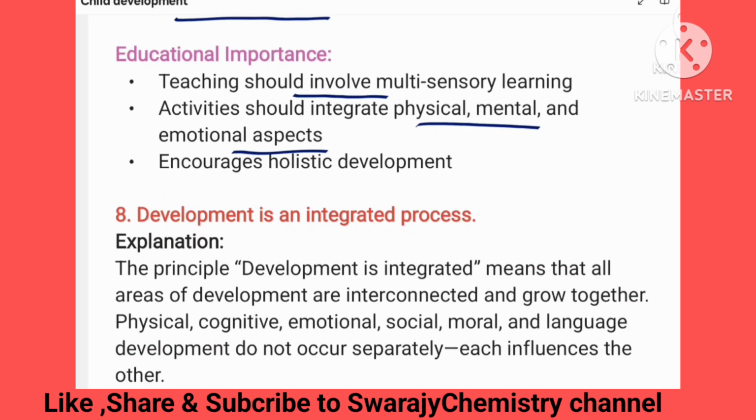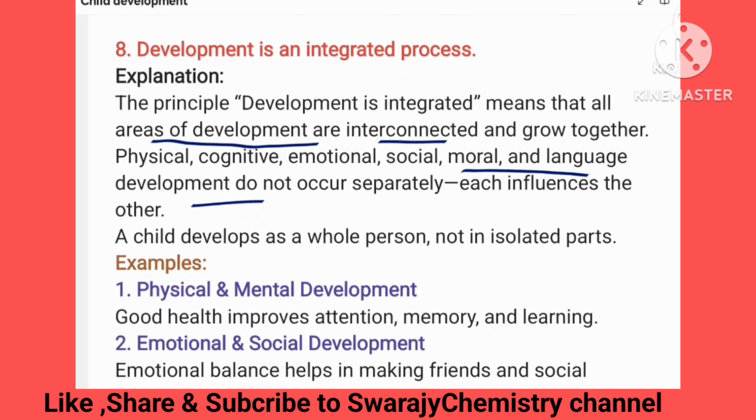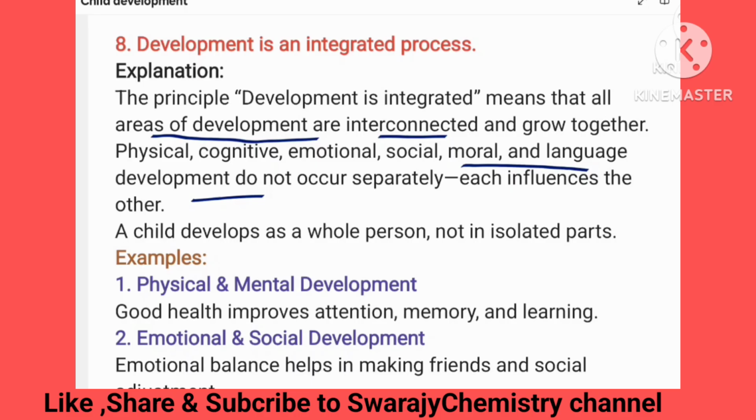Development is an integrated process. This is the next principle. This means that all areas of development are interconnected and grow together. Physical, cognitive, emotional, social, moral, and language development do not occur separately. Each influences the other. A child develops as a whole person, not in isolated parts.